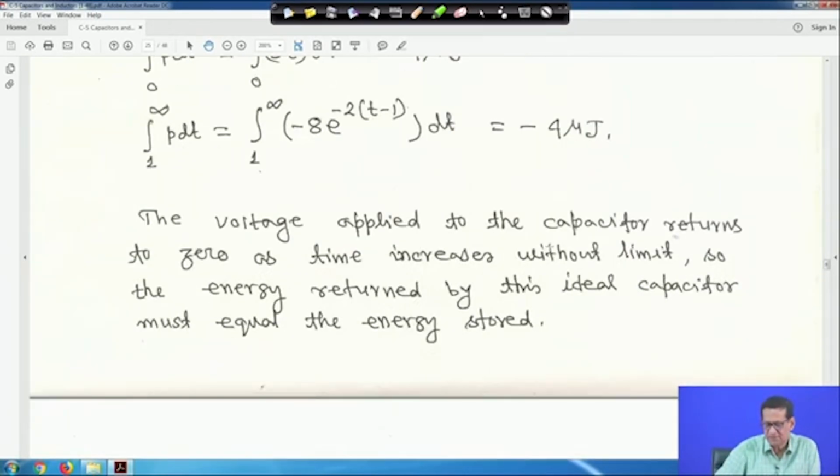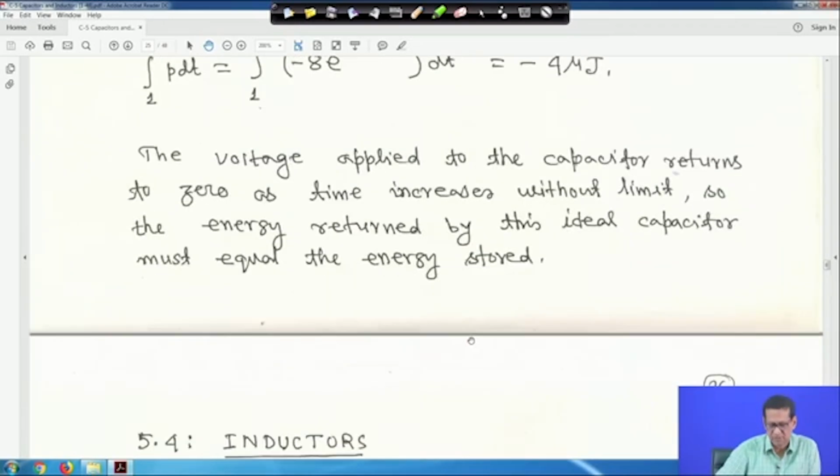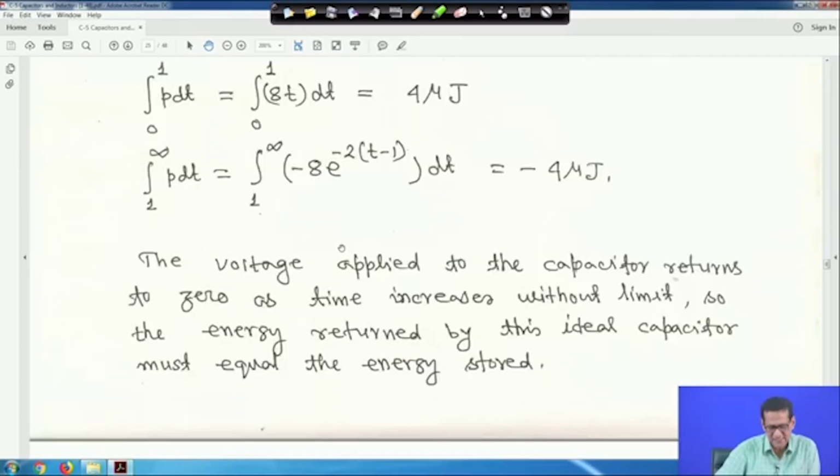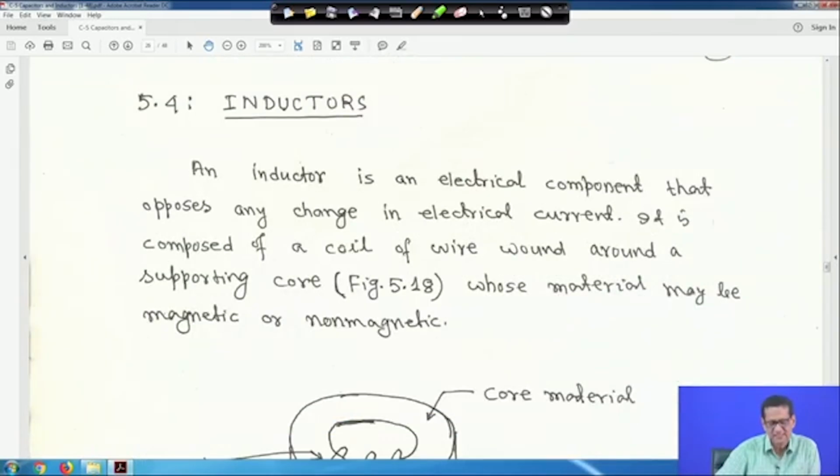The voltage applied to the capacitor returns to 0 as time increases without limit. So, the energy returned by this ideal capacitor must equal the energy stored. This is why we took this example, for our understanding. Next we will take inductors, and after that we will move to first order circuits.